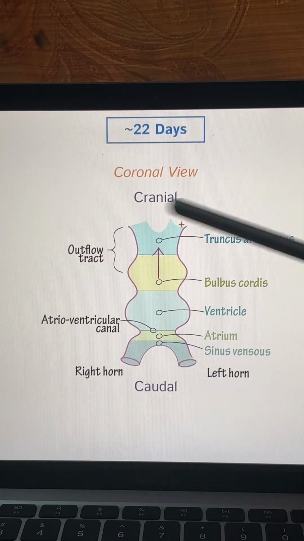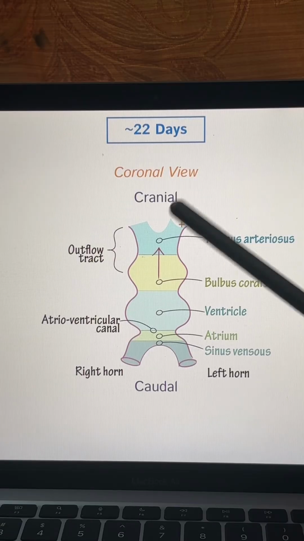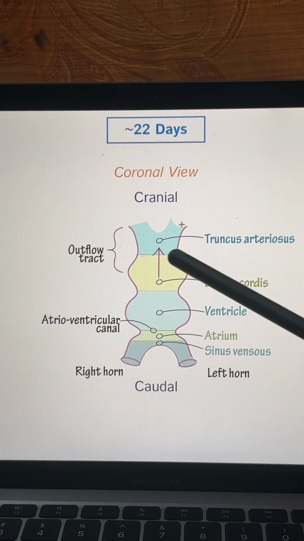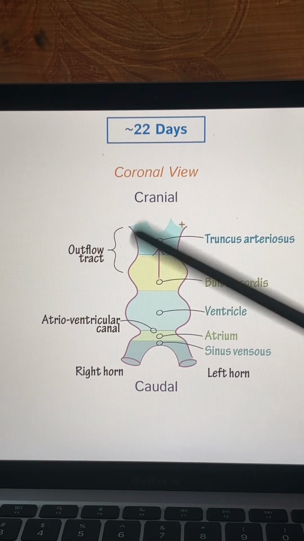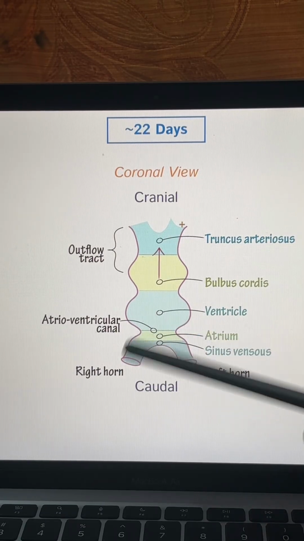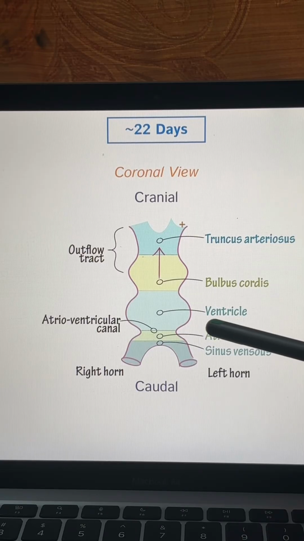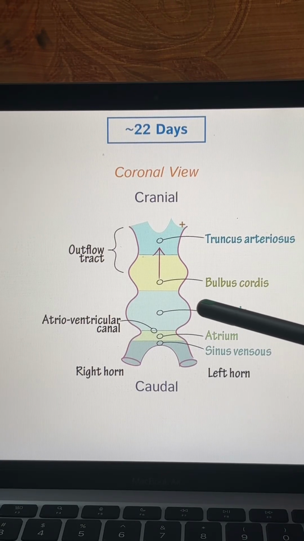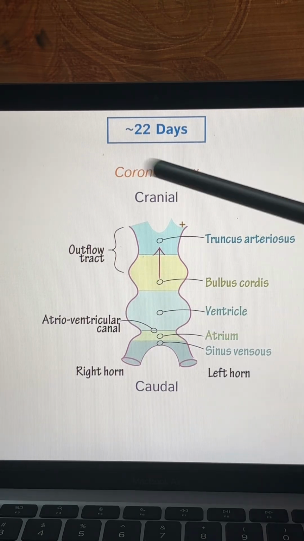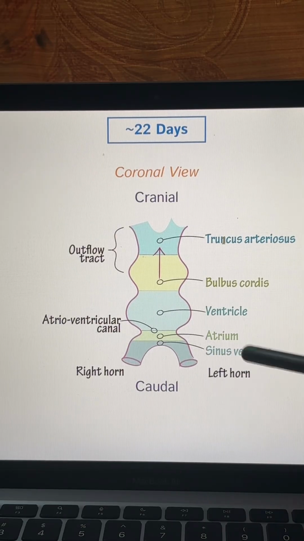Now let's understand what each end does. The cranial end becomes the outflow part of the heart, which means blood flows out from here into the developing arteries. And the caudal end forms the sinus venosus, meaning the blood flows into the heart from the body. So simply, the cranial end will form the outflow part, and the caudal end will form the sinus venosus, that is the inflow part.